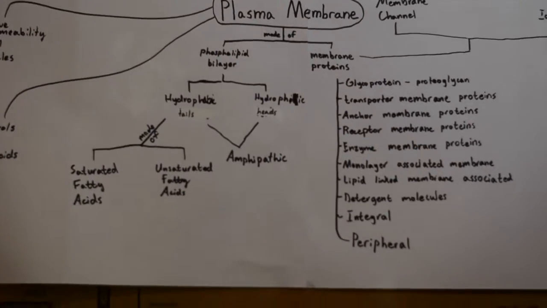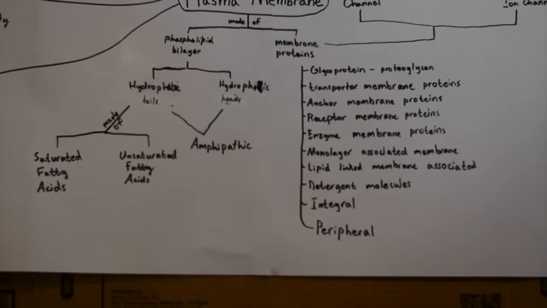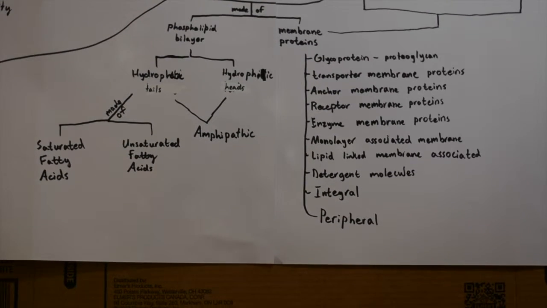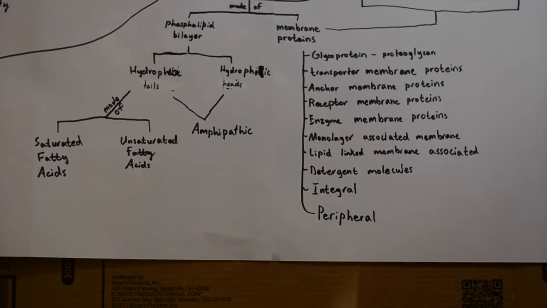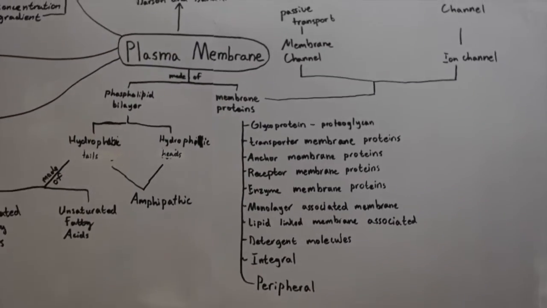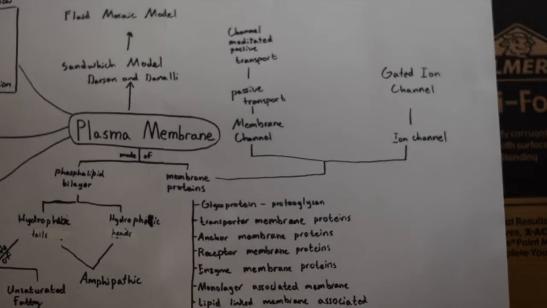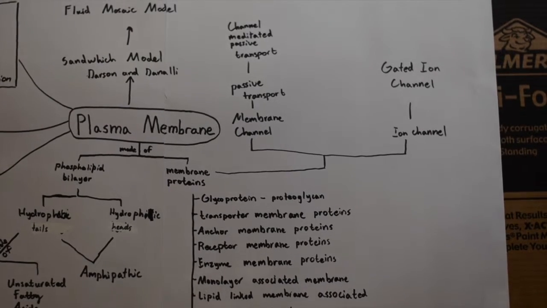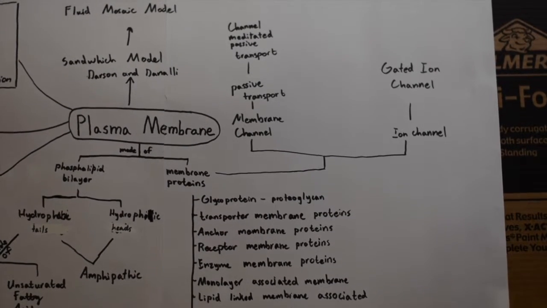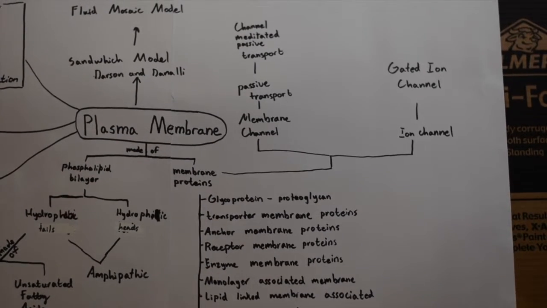Now, back to the plasma membrane, I have here the membrane proteins, and at the bottom it says integral and peripheral, which are just different placements where the proteins can be found in the membrane. And these membrane proteins have a membrane channel and an ion channel. These are the ways in which things can pass through the membrane and the phospholipid bilayer.